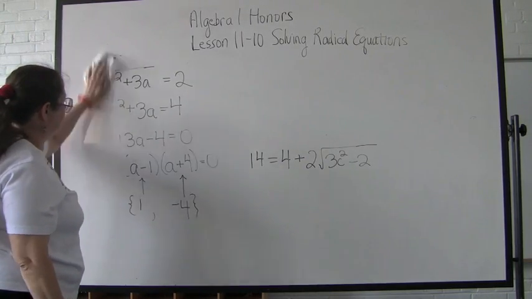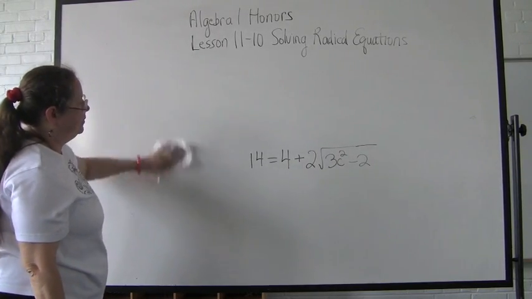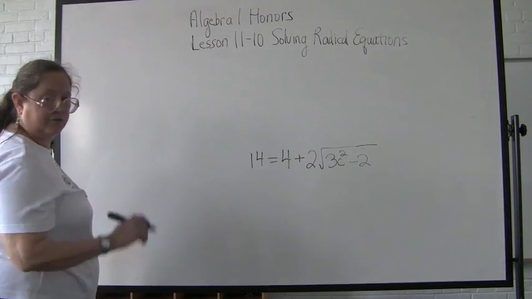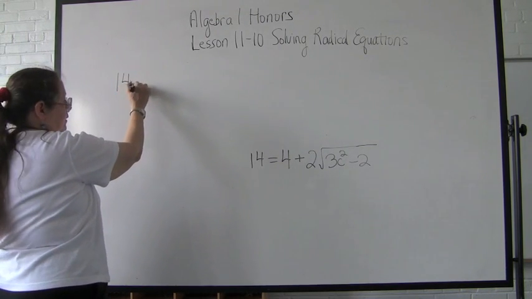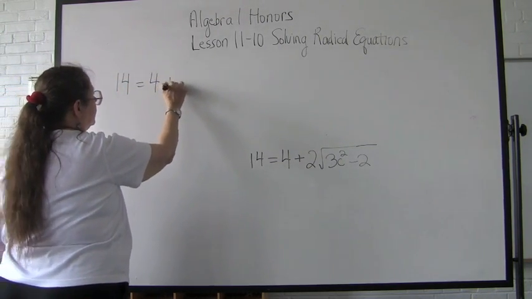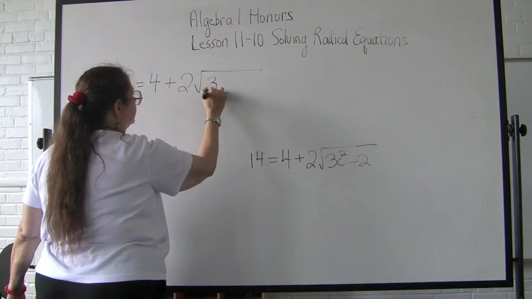All right, let's try this other one over here, which is very similar, except the radical's not isolated. So we take 14 equals 4 plus 2 times the square root. There's our radical right there.